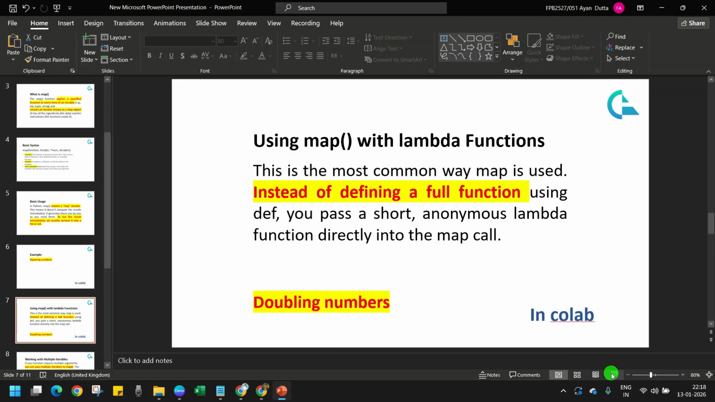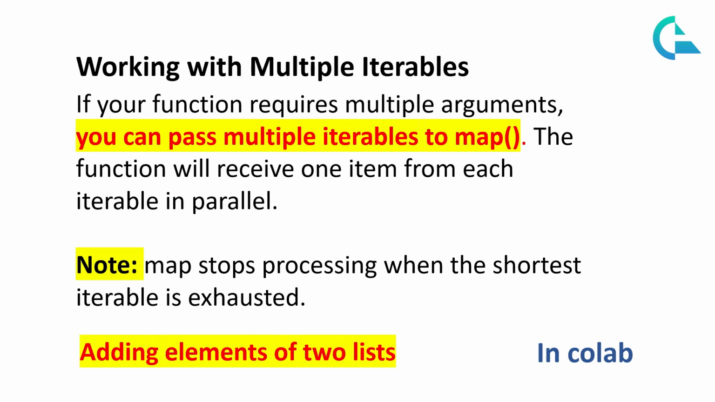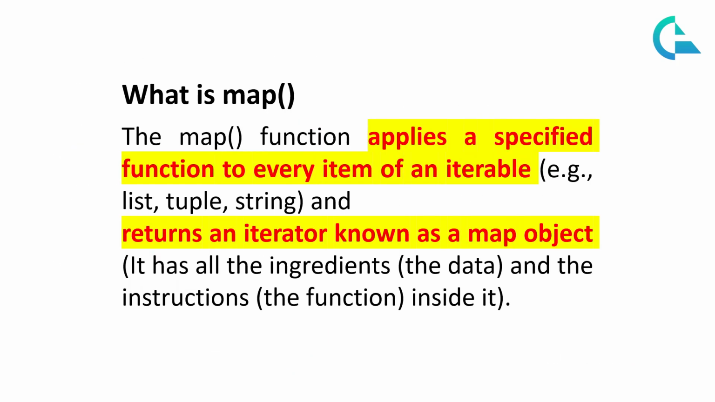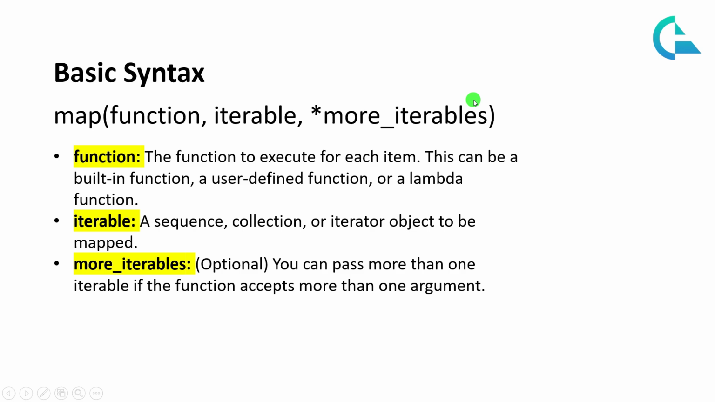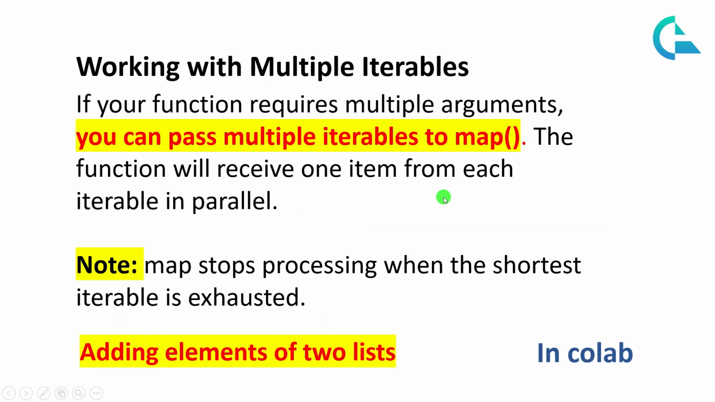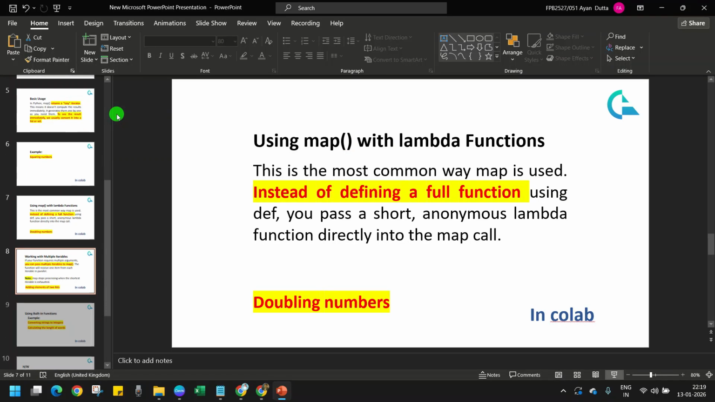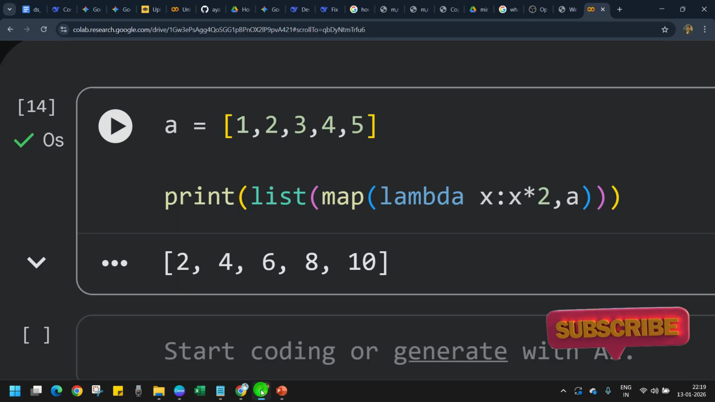Now the next thing, which is working with multiple iterables. So we can add more than one iterable, which is totally optional as per your use case. If your function requires multiple arguments, you can pass multiple iterables to map. The function will receive one item from each iterable in parallel. Please note that map stops processing when the shortest iterable is exhausted. What this actually means, let's see in Colab.